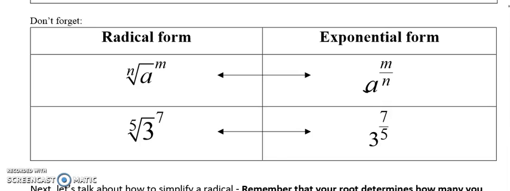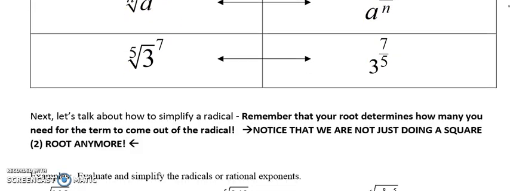All right, today we're going to talk about switching from radical form to exponential form. What you should notice here is that whatever your denominator is right here becomes your root over here, okay? So denominator becomes your root. Same here, your root becomes your denominator. That's how you go from a radical to exponential form.